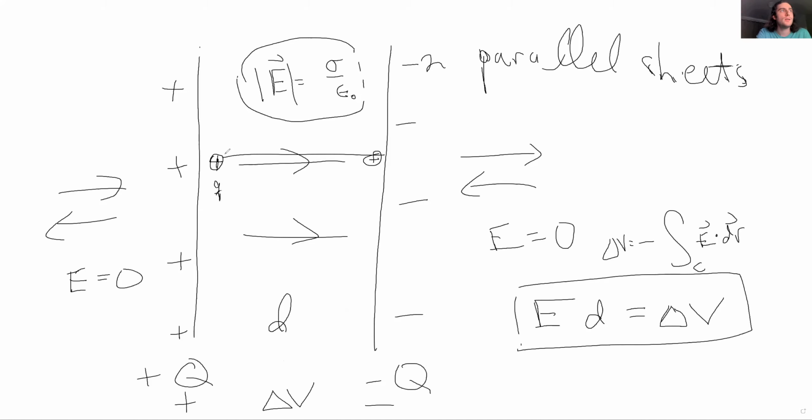Is work being done on this charge? The electric field is doing work on the charge, right? The electric field is exerting a force on this positive charge, and it's moving in the rightward direction, which is the same direction as the electric field. And so positive work is being done on the charge by the electric field.